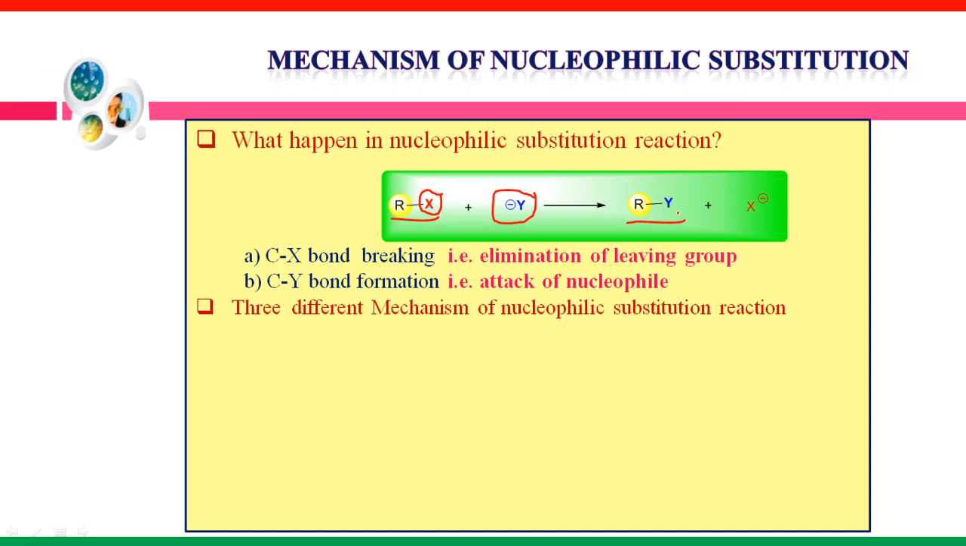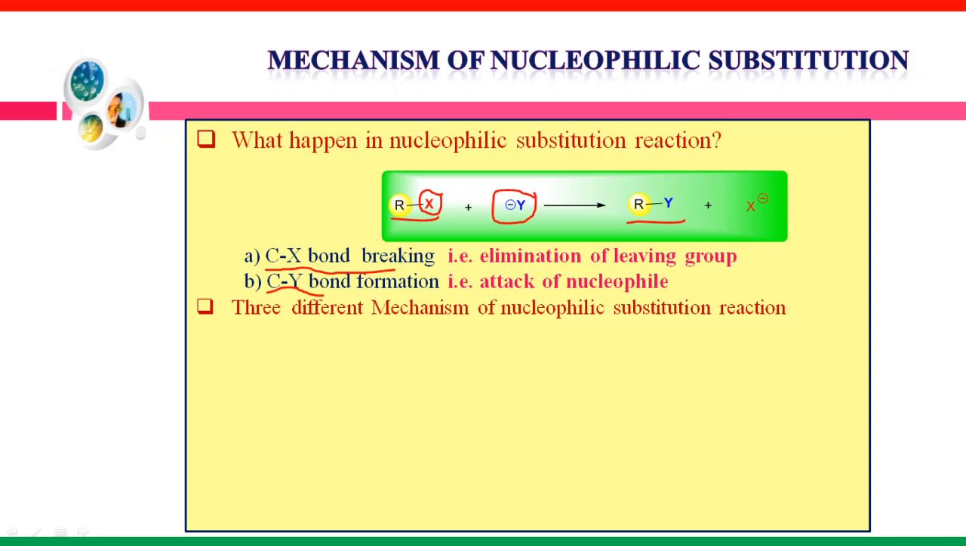What happens in nucleophilic substitution reaction? Two things happen: the bond breaking between carbon and leaving group, that is elimination of the leaving group, and bond formation between carbon and nucleophile, that is attack of the nucleophile. Then three questions arise in mind: when and how is the carbon-leaving group bond broken, when and how is the carbon-nucleophile bond formed, and what are the energy changes associated during this conversion.